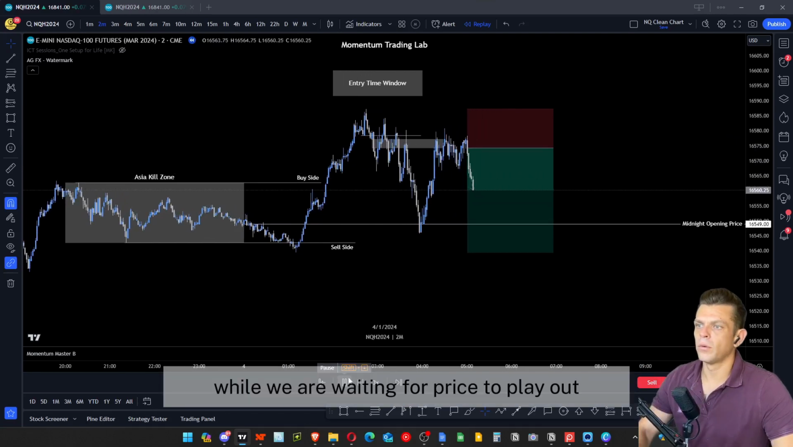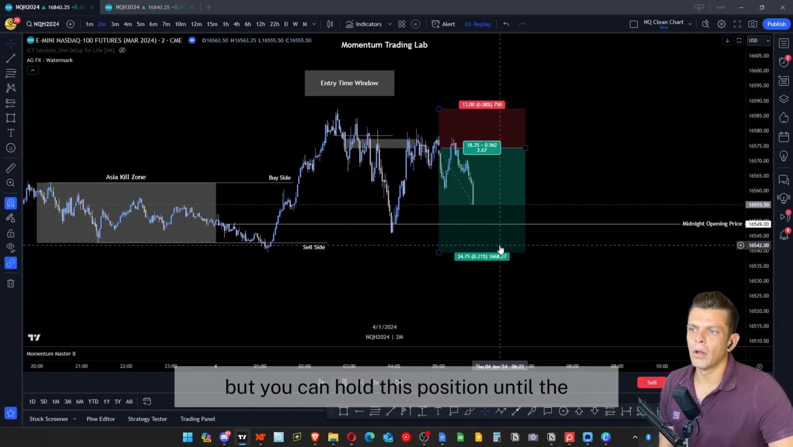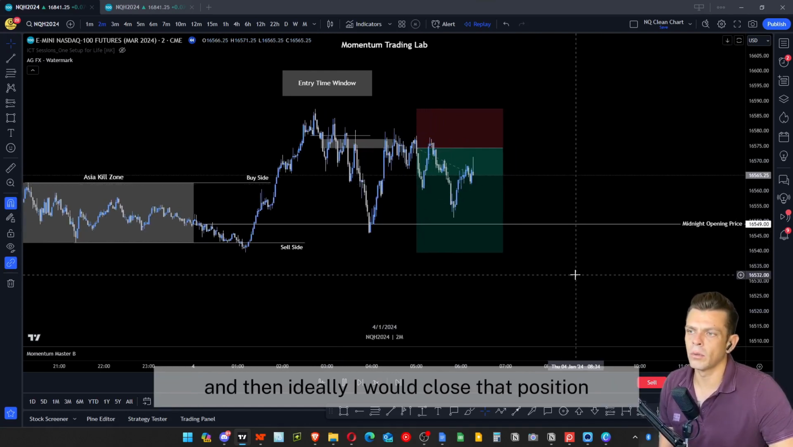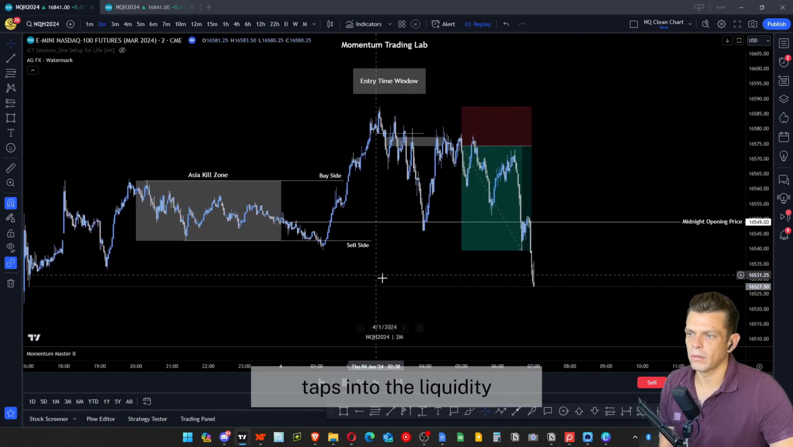While we are waiting for price to play out, the entry is taken between 2 and 4. But you can hold this position until the end of the New York session. And then ideally I would close that position. Right there, it taps into the liquidity and you are out.